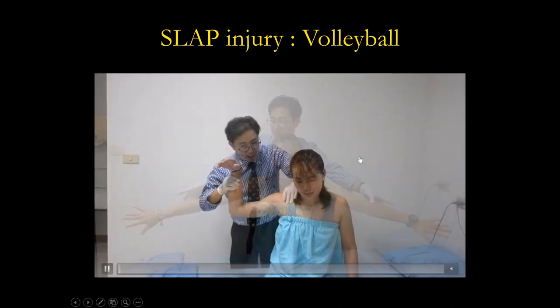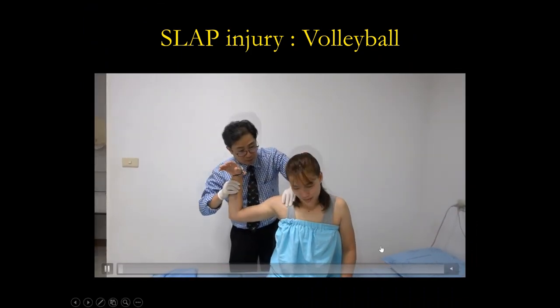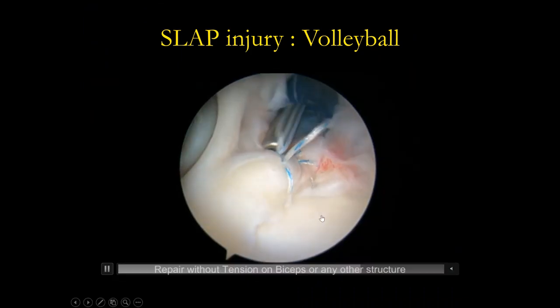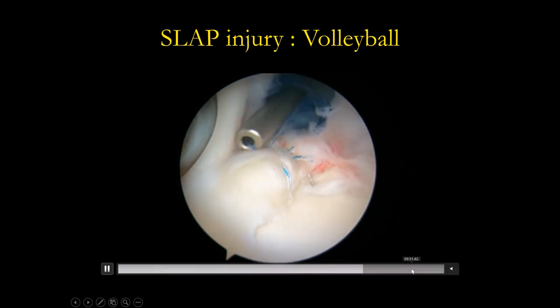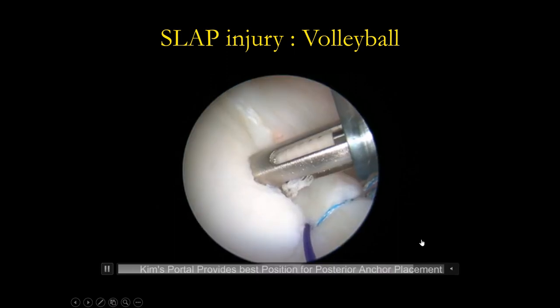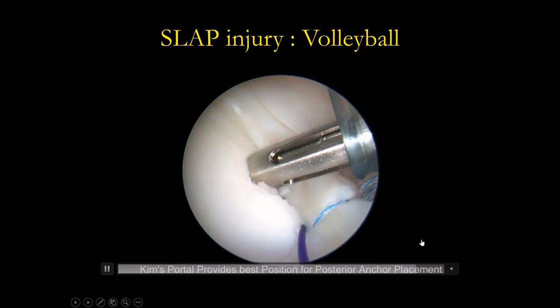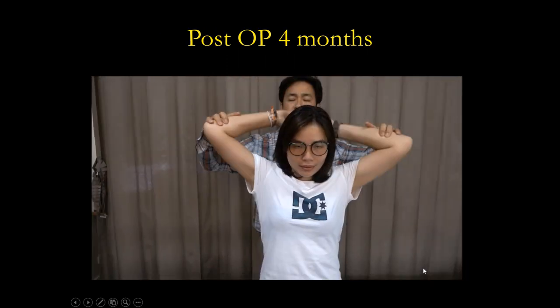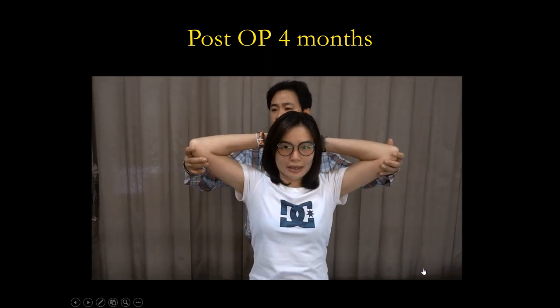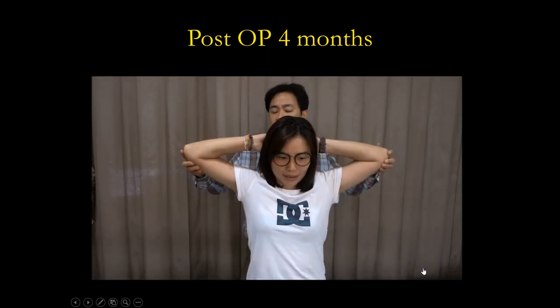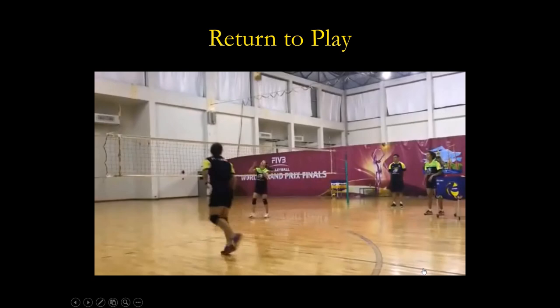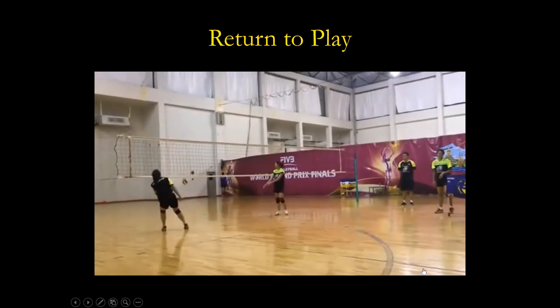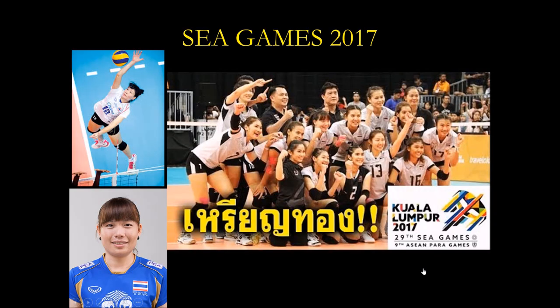Okay. And at that time, she had so much pain, and I fixed her SLAP lesion. Okay. Good. After that, she needs 6 months for rehabilitation to go back to play. Okay. And she started to play at 7-8 months, and she got the gold medal in the SEA Games. Yeah.